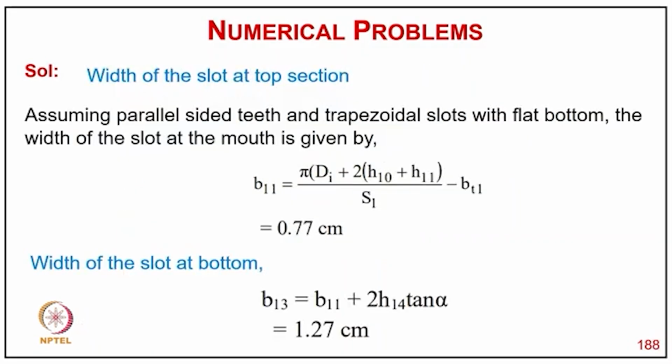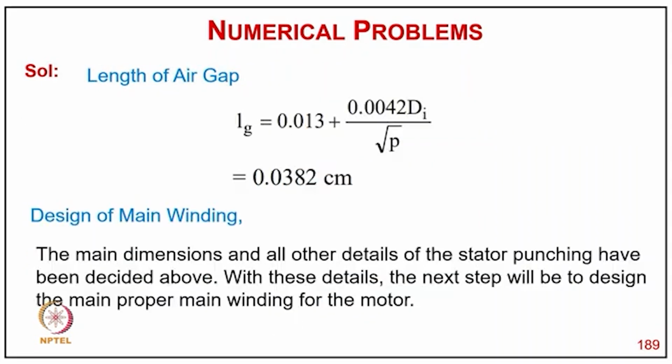Then the width of the slot at the top section, there is the parallel sided slot, trapezoidal slot with the flat portion, comes B11 from this relation 0.77 centimeter, and width of the slot at the bottom end from this relation comes 1.27 centimeter. Length of the air gap LG from this relation comes 0.0382 centimeter.